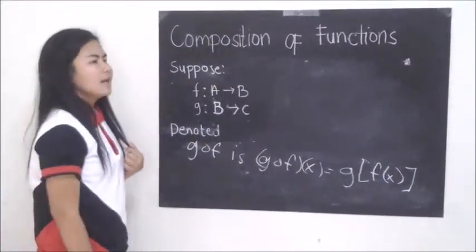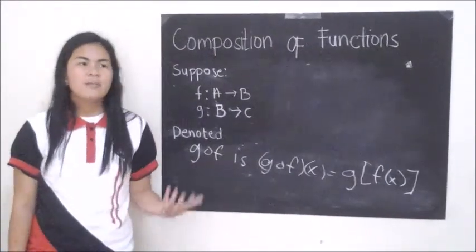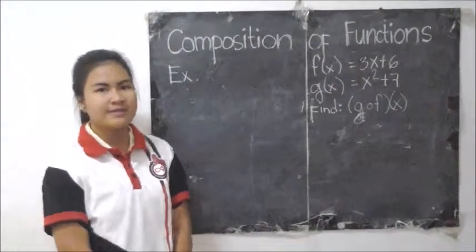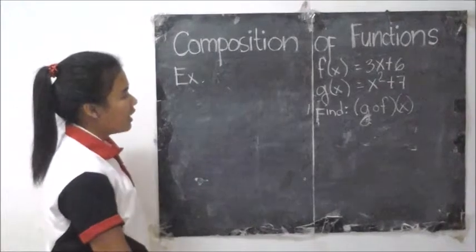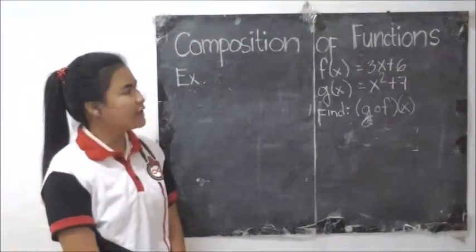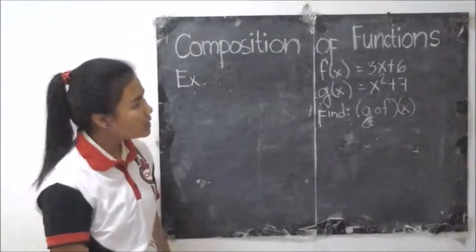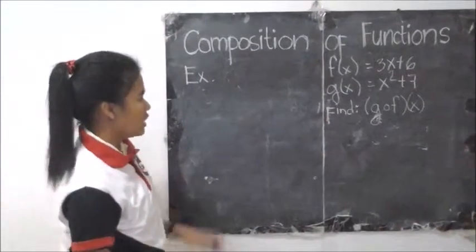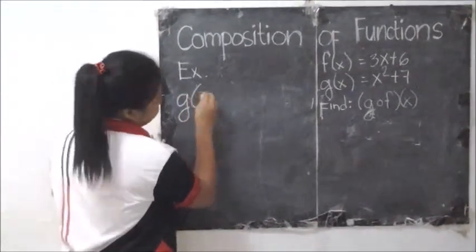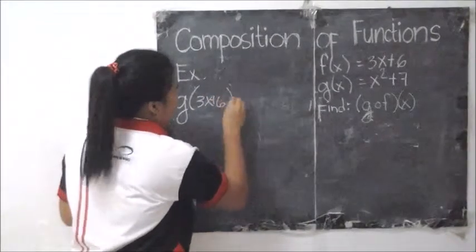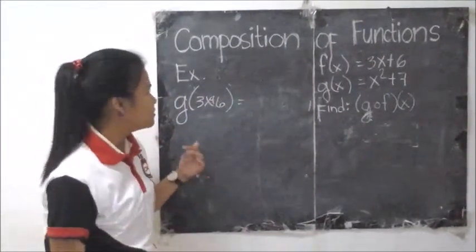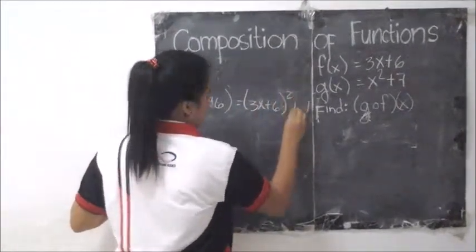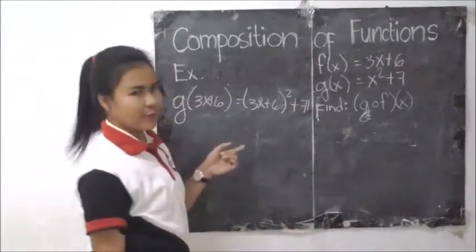In math terms, the result of one function becomes the input of the next function. To better understand the composition of functions, I will cite some examples. Suppose that our f of x is equal to 3x plus 6 and our g of x is equal to x squared plus 7. We will find g circle f. First, we will substitute the value of f of x, 3x plus 6, into g of x. It will become (3x plus 6) squared plus 7. Then we will use the square of a binomial.